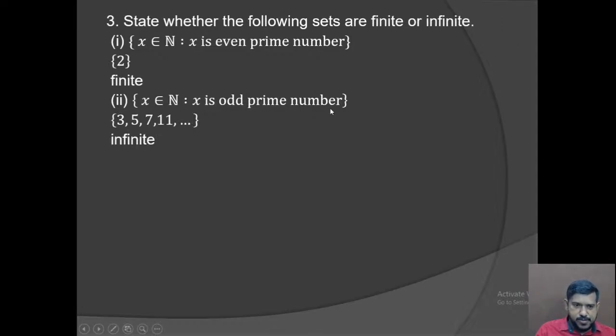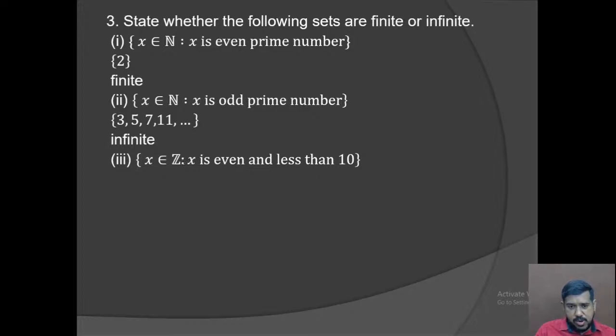Now we'll go to the next subdivision, subdivision 3. X belongs to Z. Z means what? Integer. X is even and less than 10. So you know that integers start from negative numbers, then 0, then go to the positive numbers. So first it is given that it is an even number and it must be less than 10. So we can go in reverse. Less than 10 means we cannot include 10; you will leave that one.